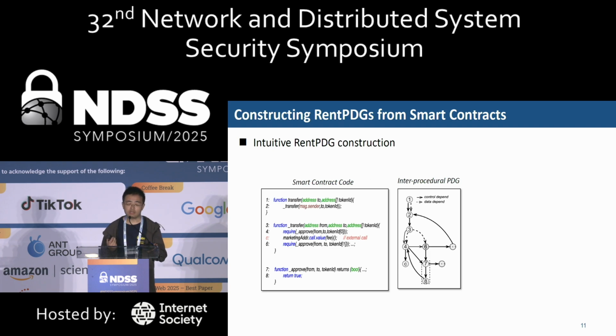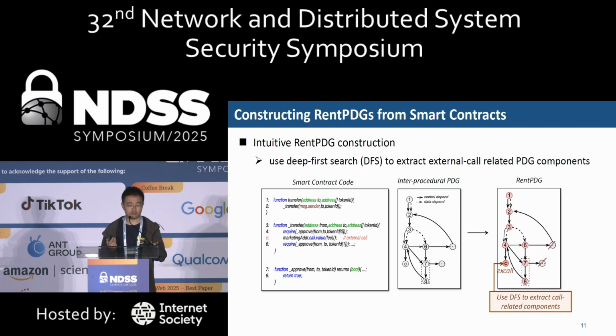So how can we construct Rent-PDGs from smart contracts? One intuitive method is to construct inter-procedural program dependency graphs from a smart contract and use depth-first search to include those related PDG components.